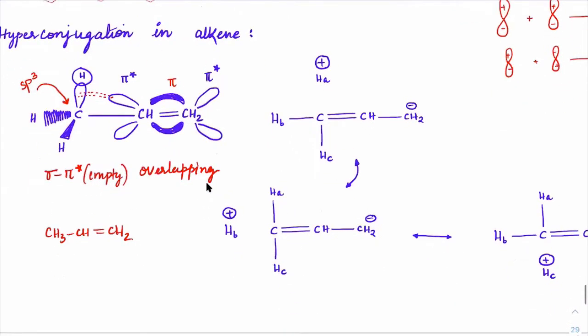So that is how the hyperconjugation takes place. And if you have all the hydrogens present, hyperconjugation will happen first with respect to this hydrogen, second with respect to this hydrogen, third with respect to this hydrogen.